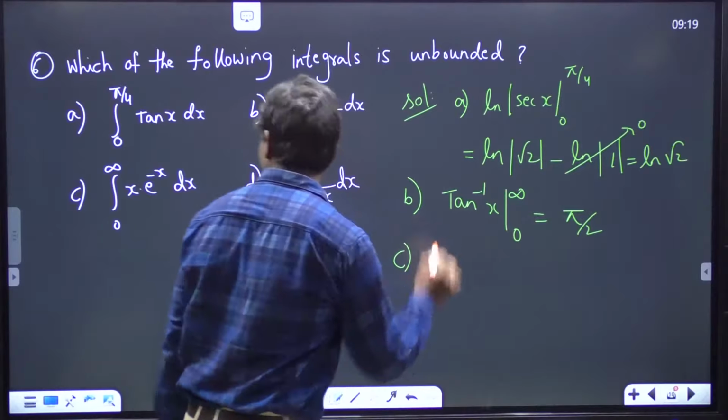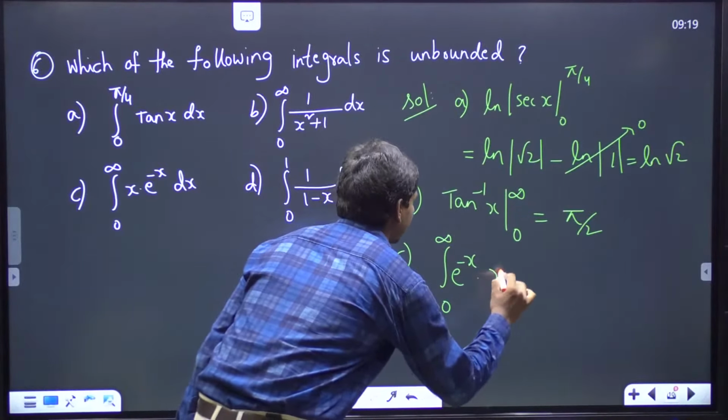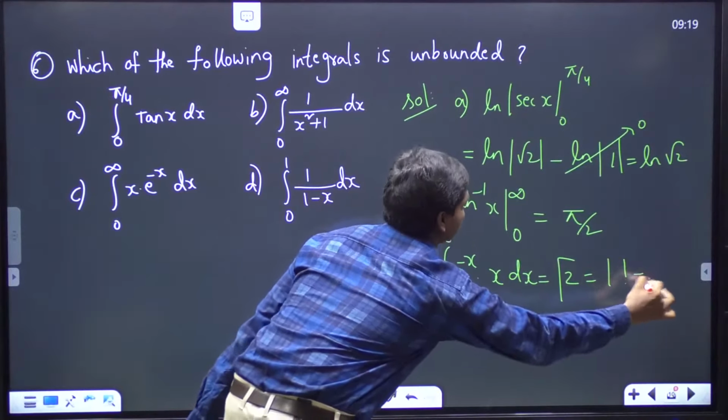Option C, if you go integral 0 to infinity e power minus x into x dx. If you see, this is nothing but gamma of 2, which is 1 factorial, which is 1.